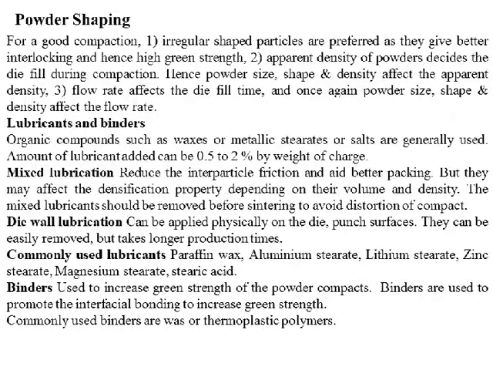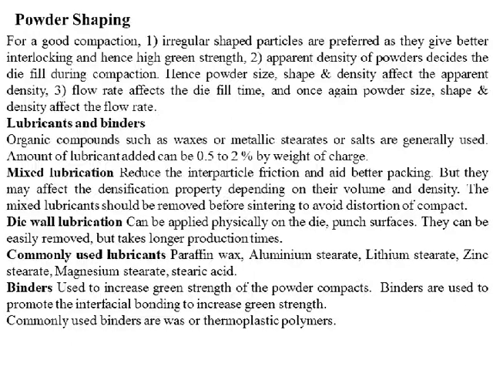Usually organic compounds such as waxes and metallic stearates or salts are generally used as lubricants for preparing powder metallurgy components. The amount of lubricant added should be within 0.5 to 2% by weight of the charge. Charge here is nothing but the mixture of the powder taken. Lubricants can be added by two methods: one is mixed lubrication, the other one is die wall lubrication.